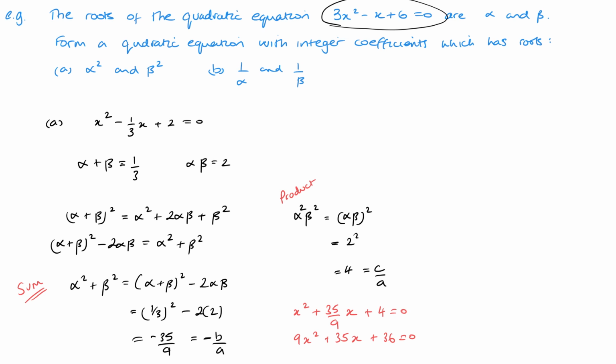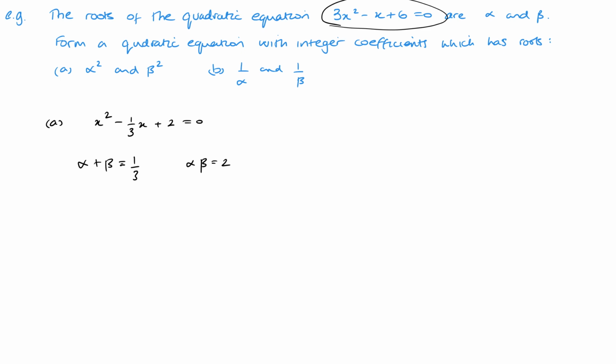Now let's look at part B. So in part B now we are trying to get roots in terms of 1 over alpha and 1 over beta. Okay, so I've just left a bit of information from before, but 1 over alpha plus 1 over beta for our sum. And then we've also got to work out 1 over alpha multiplied by 1 over beta for our product.